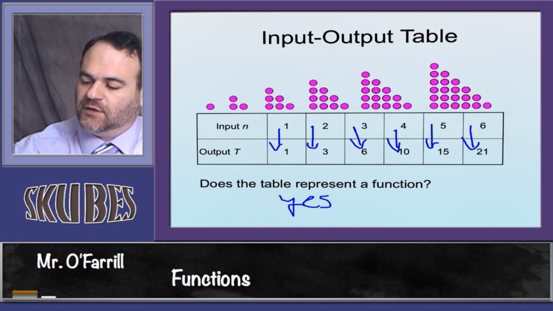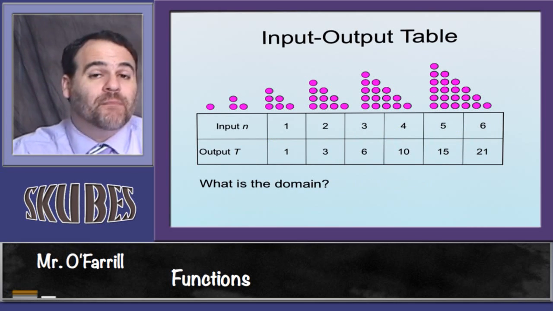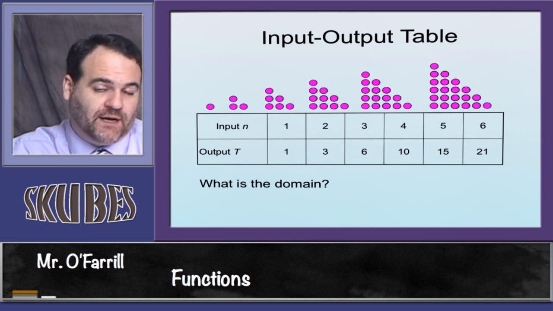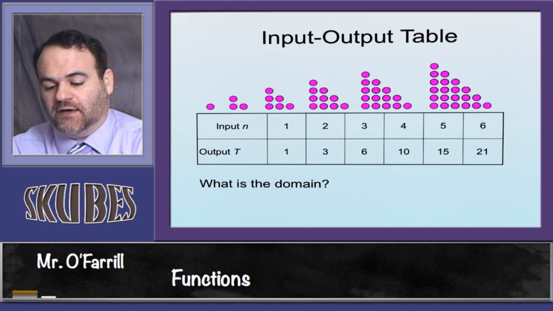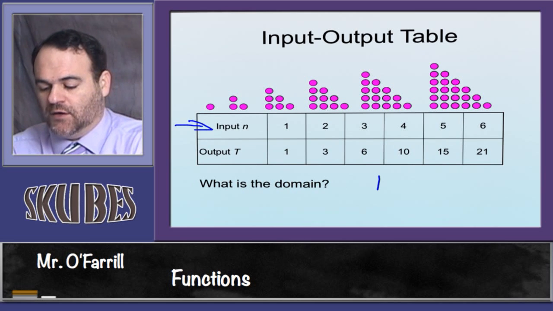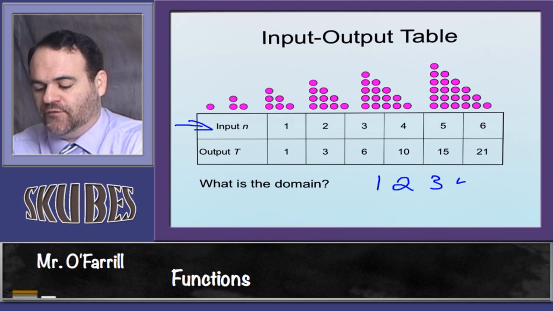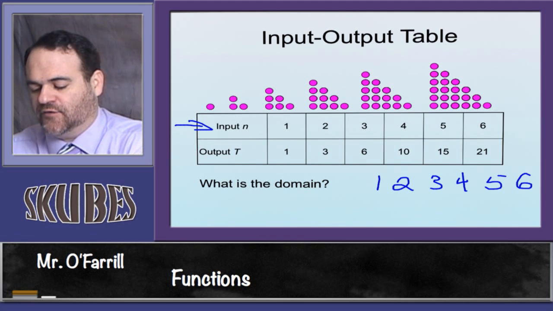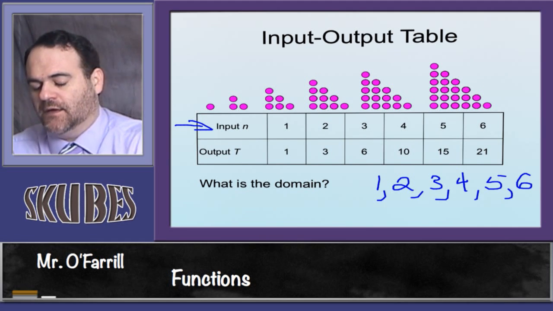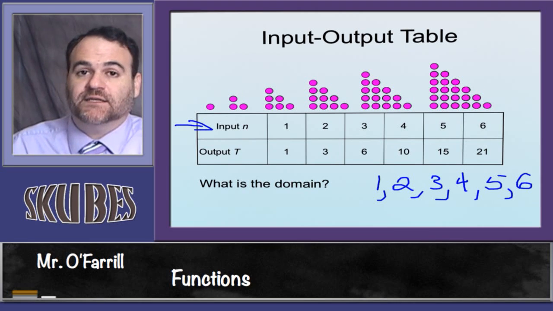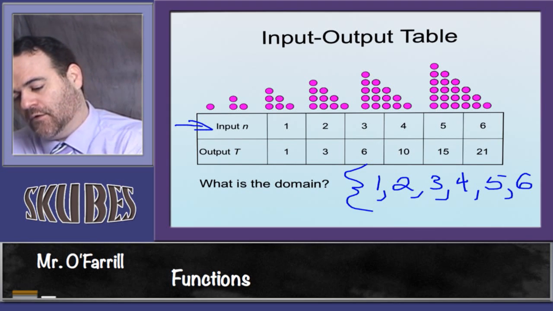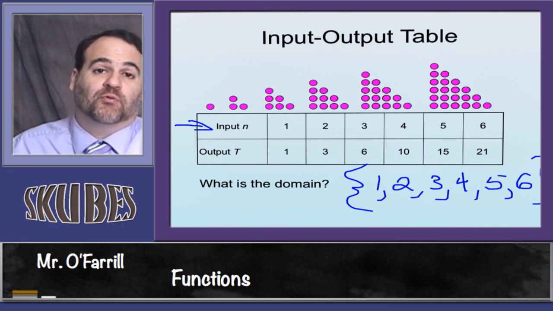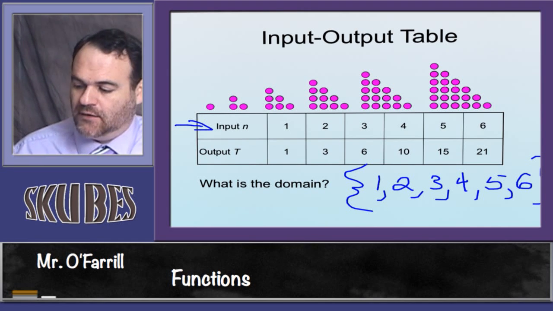So let's bring back some of that vocabulary we talked about also. What is the domain of this function? Do you remember what a domain is? It's the set of all of the inputs. That's these guys right here. So that's 1, 2, 3, 4, 5, and 6. And let's see how well you remember. Is that everything we need to say domain? It's the set of all the inputs? We're missing something. Braces. We've got to put braces around it anytime we talk about the domain.